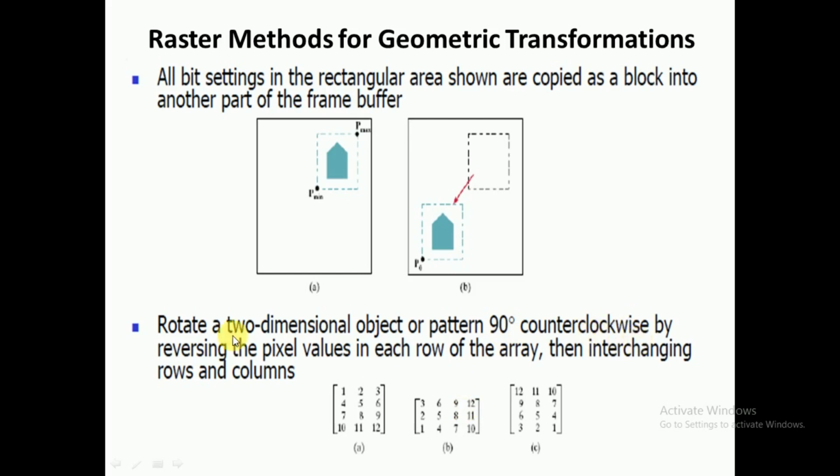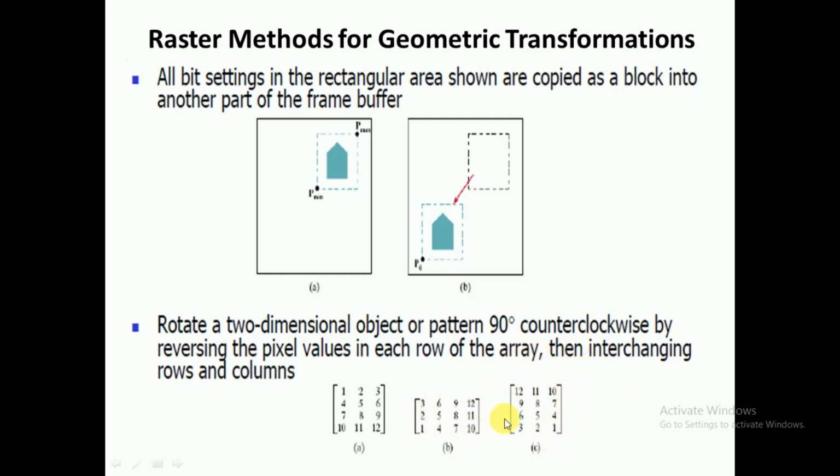Reversing the pixel values in each row of the array means changing rows into columns and reversing. Here this is a row, then this will become a column: 1 2 3. Actually this is a row, then this will become 1 2 3, reverse, then 4 5 6. Then interchange rows into columns. This is a row, this will become a column; this is a row, this will become a column; this is a row, this will become a column.